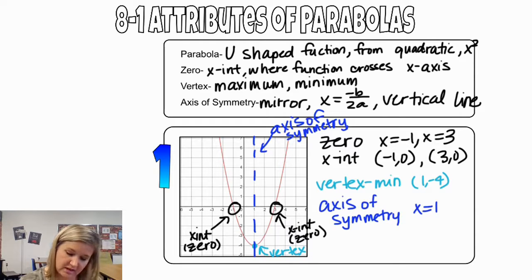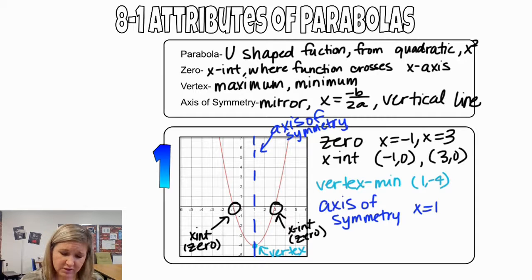Also, you can see my vertex is at (1, -4). So those two numbers should line up and be the exact same there. So x equals... once it's a vertical line, it's always going to be x equals, and it's always going to be a vertical line. It's never going to be a horizontal when you talk about a parabola. And so what you can see is it reflects back and forth. The parabola is going to go back and forth between there. It's again symmetrical, which means it's the same on both sides.